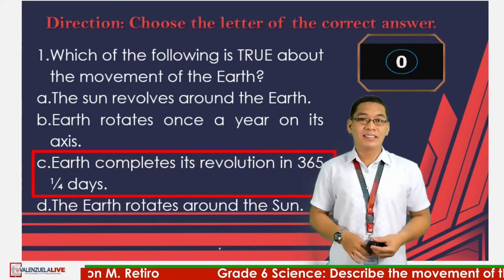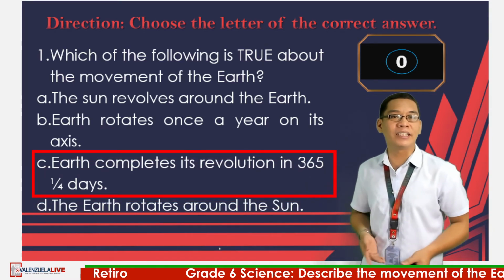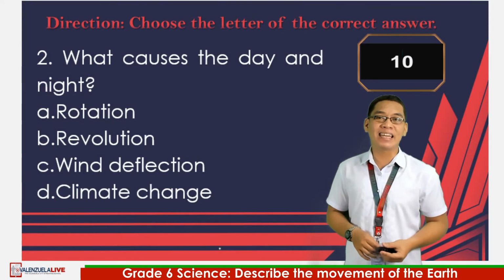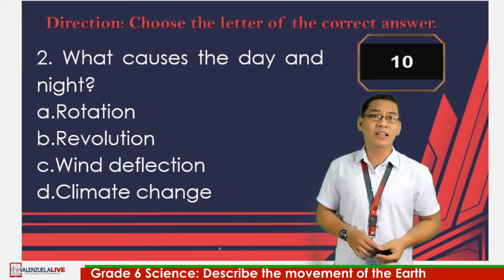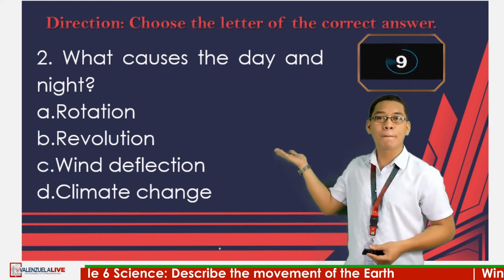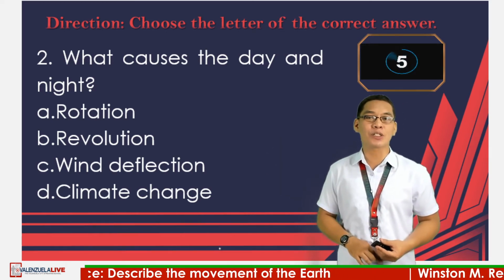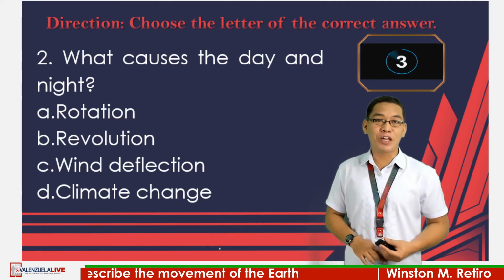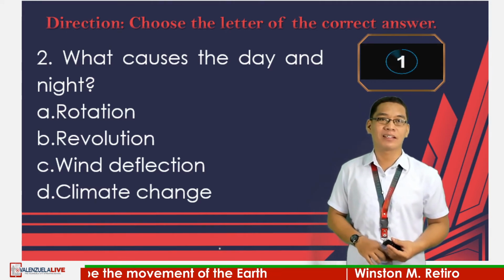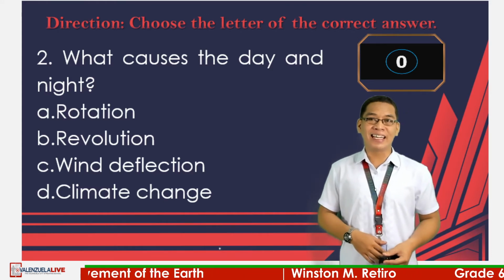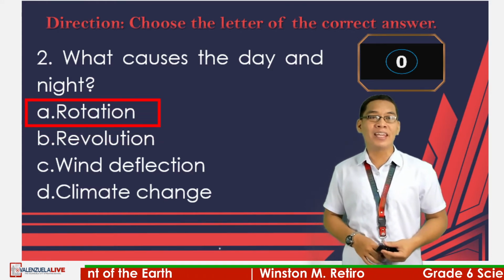Very good. The answer is letter C. For number 2, what causes the day and night? Is it letter A, rotation, B, revolution, C, wind deflection, or D, climate change? The correct answer is letter A, rotation.